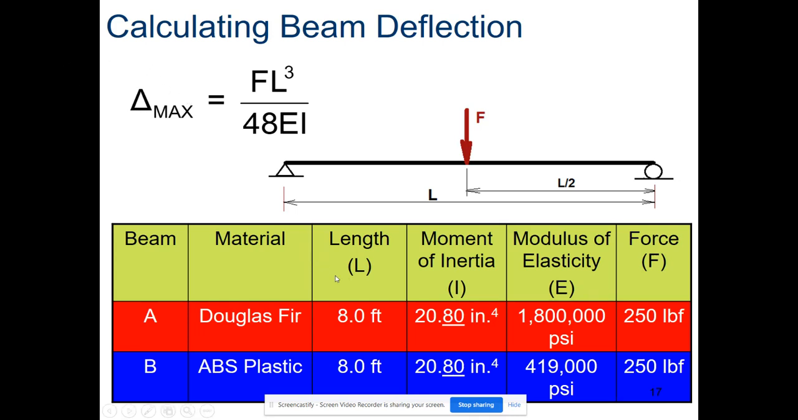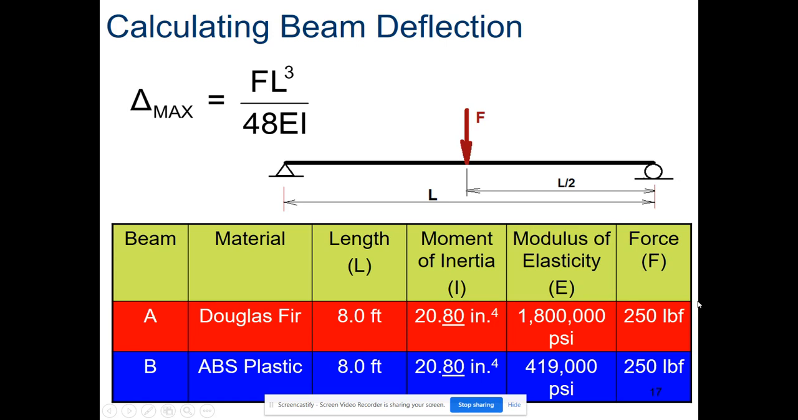What they're telling us for this particular problem is that the modulus of elasticity for Douglas fir is 1,800,000 psi, that's pounds per square inch. And then the same dimensioned piece made of ABS plastic has a modulus of elasticity of 419,000 psi. So you can tell there's a very big difference between those two numbers. Everything else is the same. The length is going to be 8 feet. The moment of inertia is 20.8 inches to the fourth. Our force is going to be the same for both. So the only difference between these two is the modulus of elasticity. Again, that's related to the actual material that we're working with.